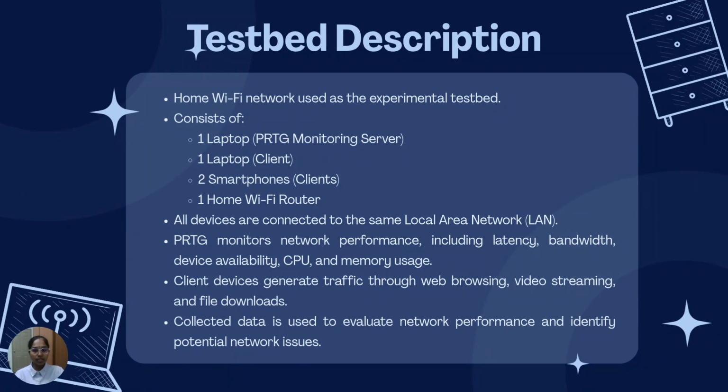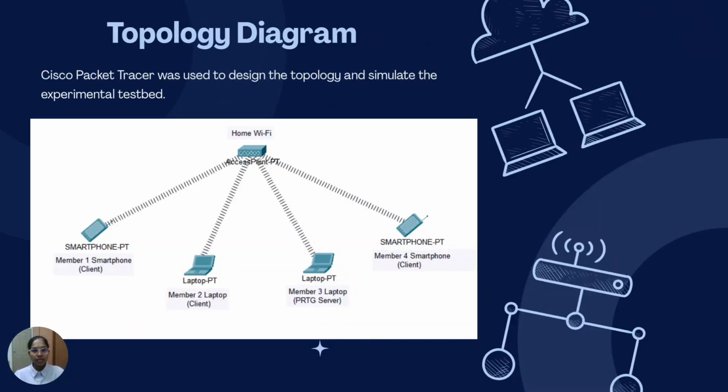During the testing process, the client devices generated network traffic by performing activities such as web browsing, video streaming, and file downloading. PRTG then collected and analyzed the network performance data, allowing us to evaluate the network and identify any potential performance issues. Next, this slide shows the network topology used in our project. The network used a wireless star topology where all devices connected to a central home Wi-Fi router. This topology provides centralized monitoring and real-time analysis of the home network.